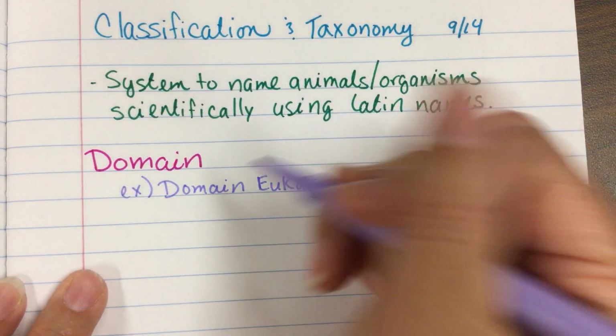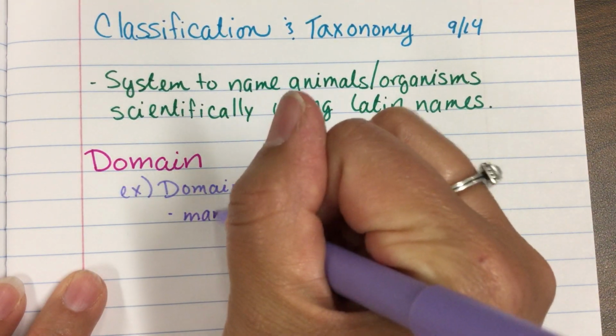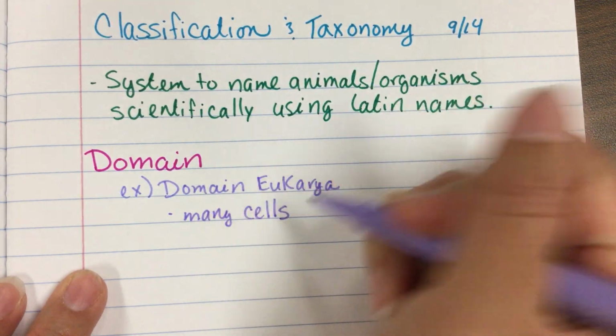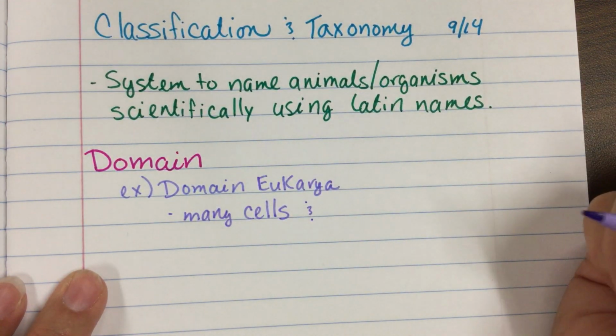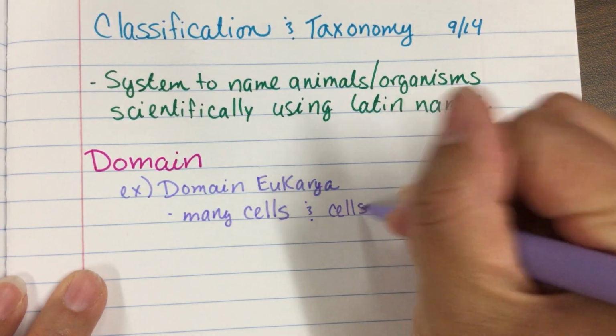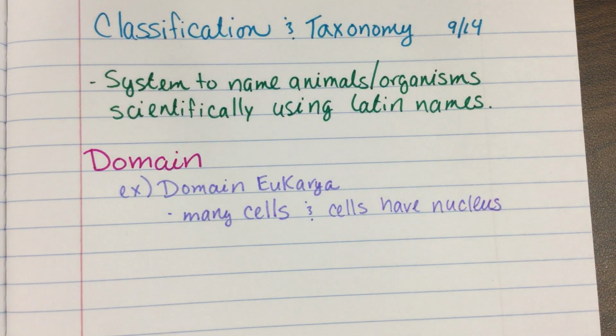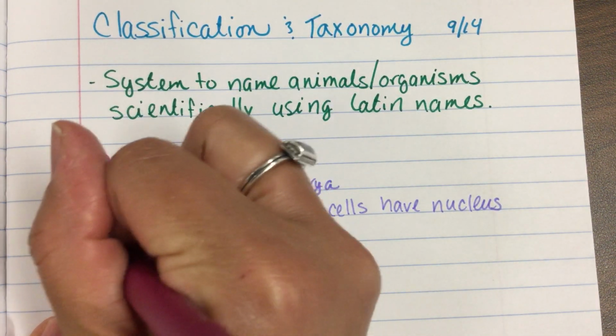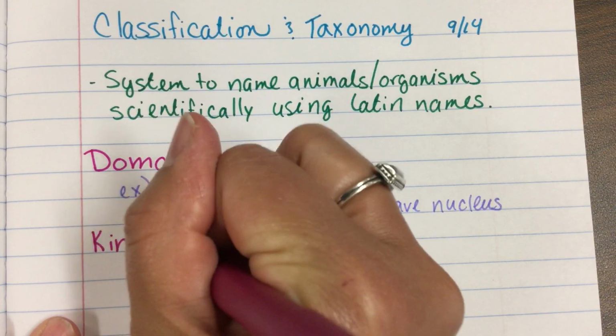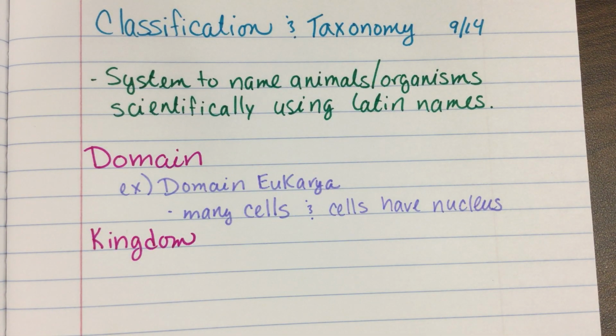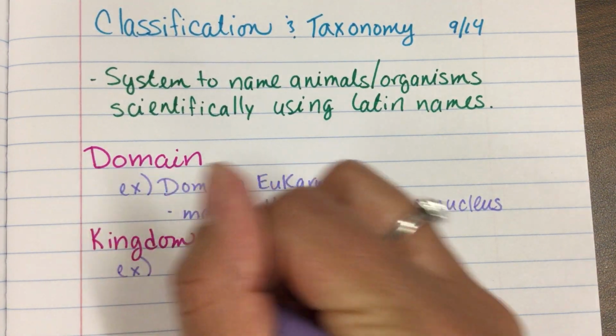Domain Eukarya has many cells, and if you remember what a eukaryote is, the cells have a nucleus. We know there's a lot of organisms that have cells with a nucleus, so we want to be able to get a lot smaller, more specific. Our next order is going to be kingdoms. You may remember talking about kingdoms when you were in elementary school. An example of a kingdom is kingdom Animalia.